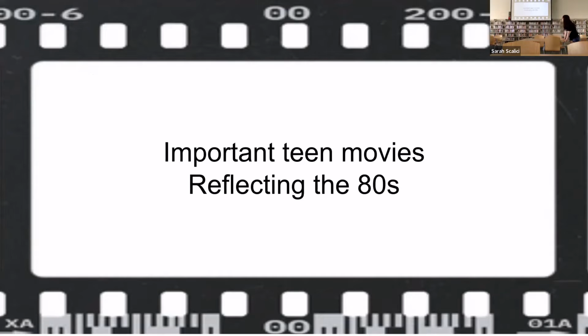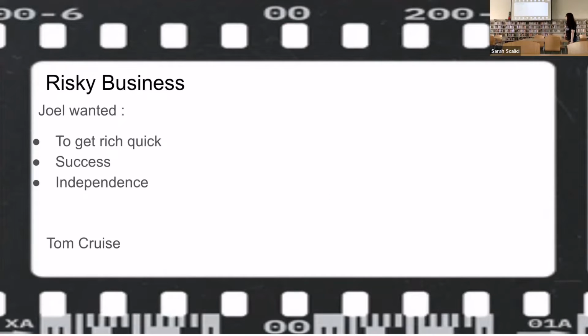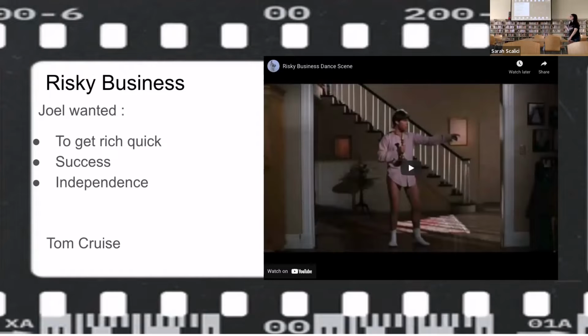Important to movies reflecting the 80s. Joel wanted to get rich quick, success, and independence. That is Tom Cruise.